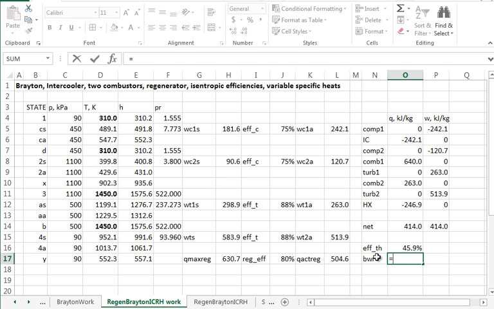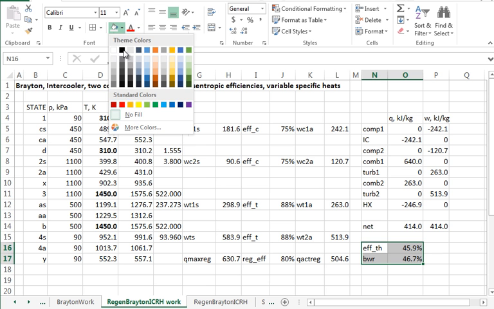The back work ratio is, well, I have 2 works that come back to drive the system. Since they're negative, I'll take the negative of them. So what goes back to drive the compressors divided by the turbine output. And so that's 46.7% back work ratio. Those are the 2 things that we were asked to solve for.